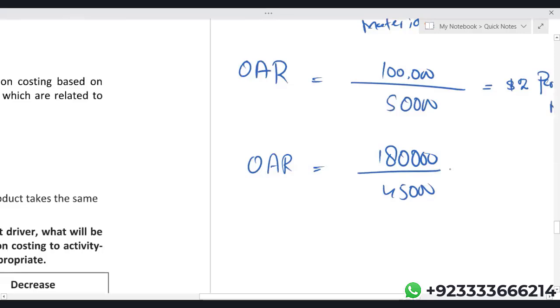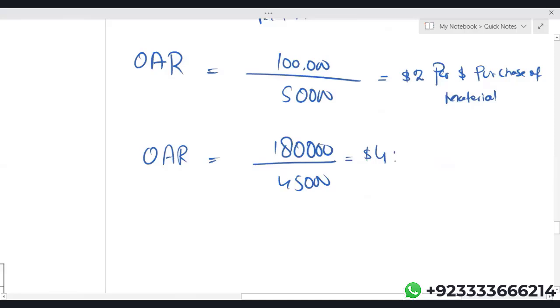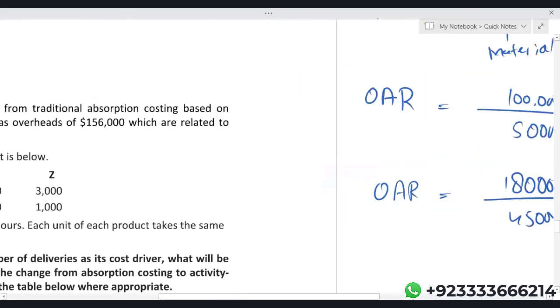What is the interpretation? That is $4 per dollar cost of labor. It means if you have to bear $1 of labor cost, you have to bear $4 of general overheads which relate to the labor cost. Okay. Now, very easily we can calculate the final answer.